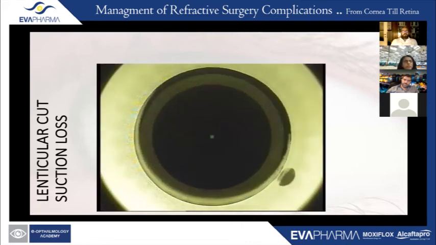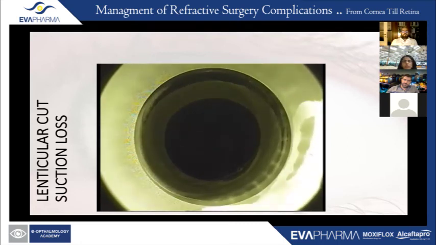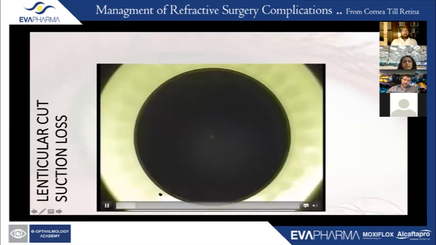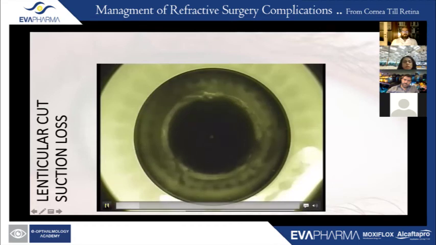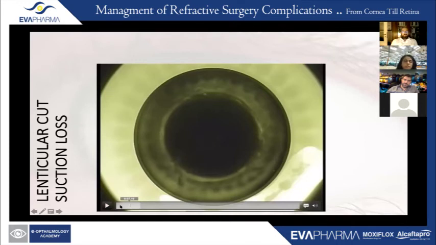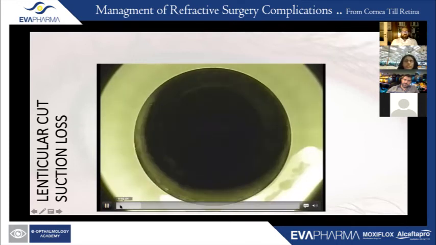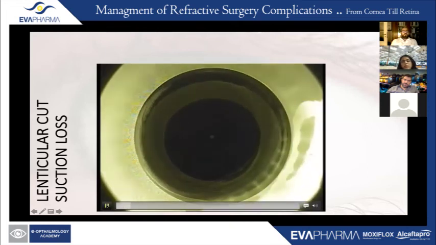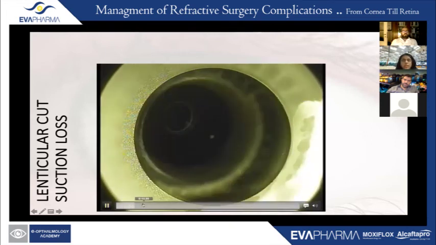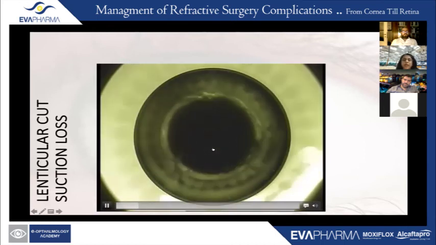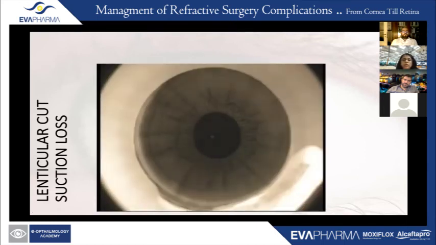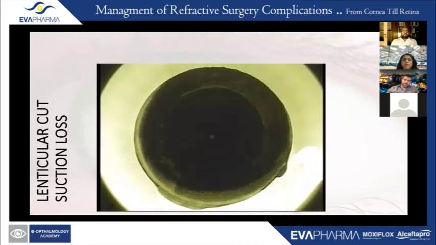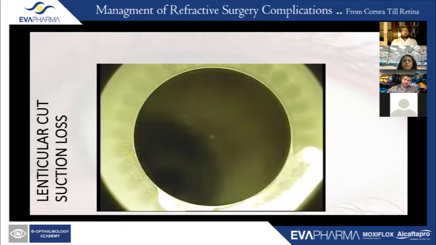Here is a patient who had suction loss during lenticular cut. You can see that. And this is basically suction loss after smile. In all the situations, it can be managed with a recut, and there's a wizard there on the computer that tells you how to manage it. The only situation where you cannot, and you have to convert into a Lasik with a femtoflap, is when the lenticular cut has exceeded 10%. So here in this case, you can see that the lenticular cut had exceeded 10%. And so here what you do is you basically go ahead and convert this into a femtolasik flap.